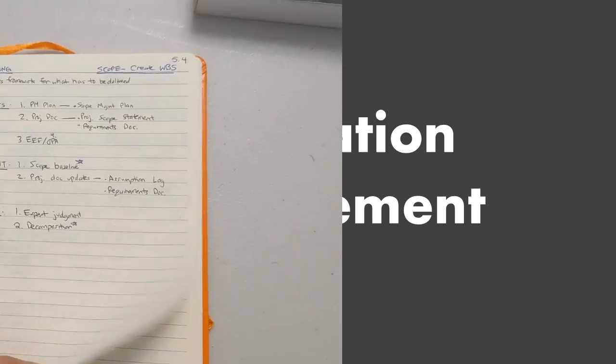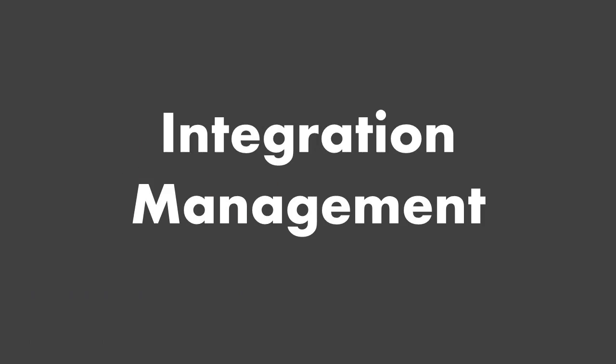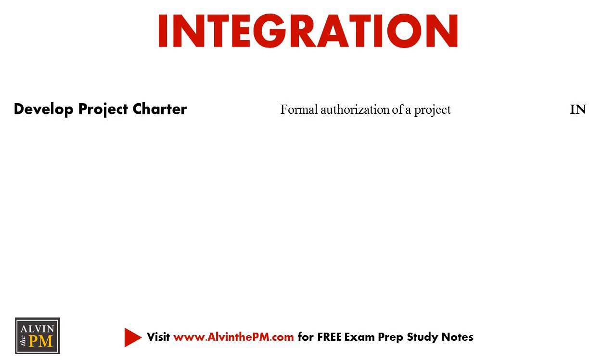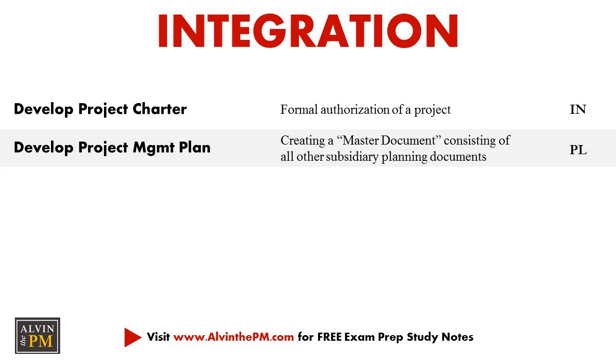So let's first start off with integration management. Think of integration management as the glue or the cement that holds everything together in your project. The first process is develop project charter, where you're formally authorizing a project and obtaining approvals through a project charter to begin assigning resources. Now, after the project charter has been created, that's when we move into the second process of developing the project management plan.